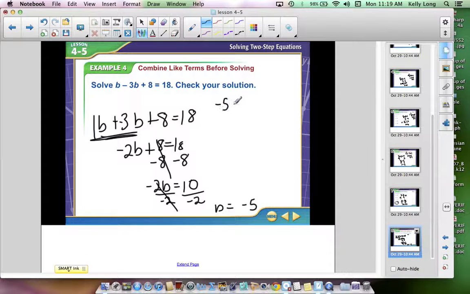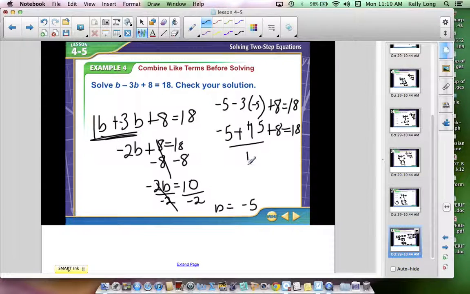Again, come back to your original problem and check it. Is negative 5 minus 3 times negative 5 plus 8 equal to 18? Well, that's really negative 5 minus 3 times negative 5, which is negative 15, plus 8 equals 18. Minus negative 15 really becomes plus a positive 15, and negative 5 plus a positive 15 is 10, and 10 plus 8 does equal 18, so it checks, and I have worked the problem correctly.